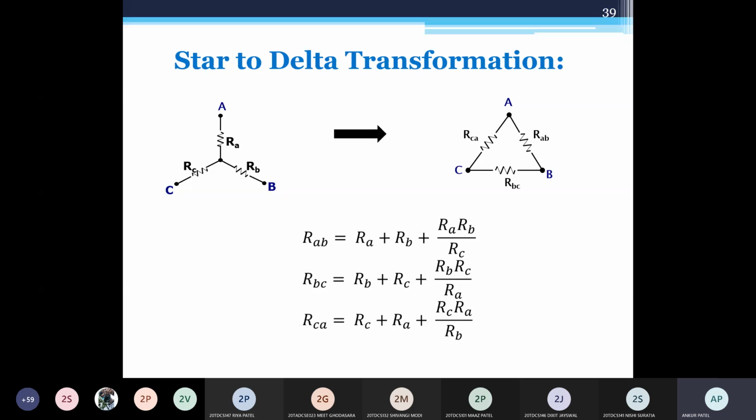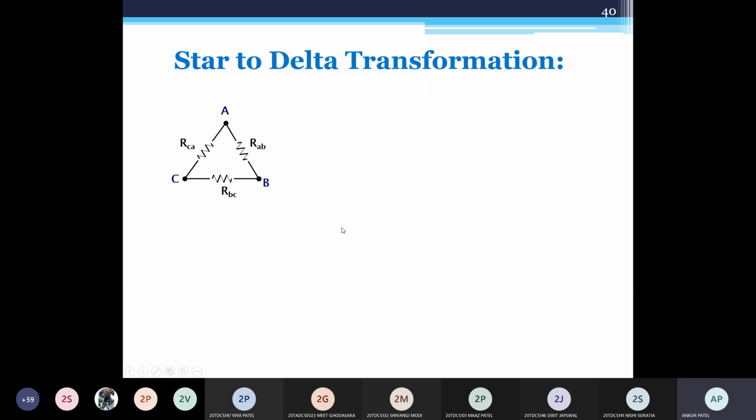But if you are just converting star to delta, or delta to star, your calculation becomes complicated. That I will show you in an example, where you will make mistakes. So this is the star to delta equation. Now delta to star: in a circuit, if delta is given, then you need to convert it to star for simplification of the circuit.